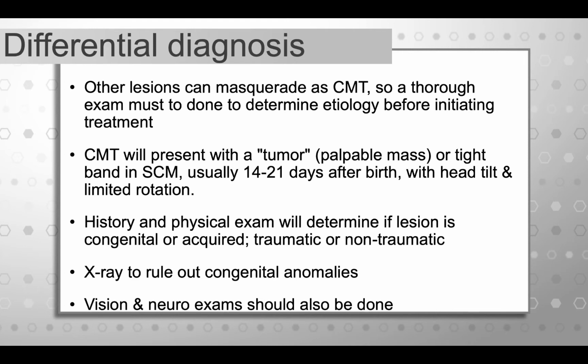An extensive history and physical exam can determine if the lesion is congenital or acquired, traumatic or non-traumatic. And there should definitely be medical exams like x-rays to make sure that there are no congenital spinal anomalies. We need to check vision and look at neuro, because again, asymmetries such as what we see in torticollis can also be a red flag for neurologic conditions. And so we want to make sure that medically the baby has gone through all of these different exams and assessments before we initiate treatment for torticollis, to make sure we're ruling out something that's not a purely muscular condition.